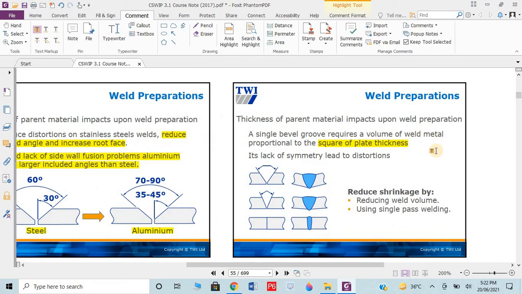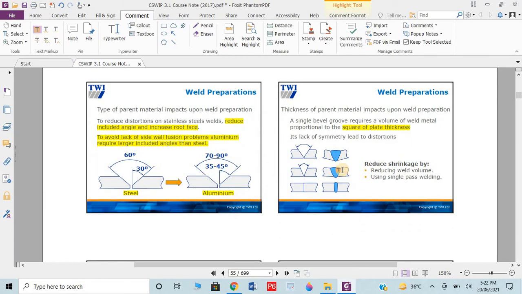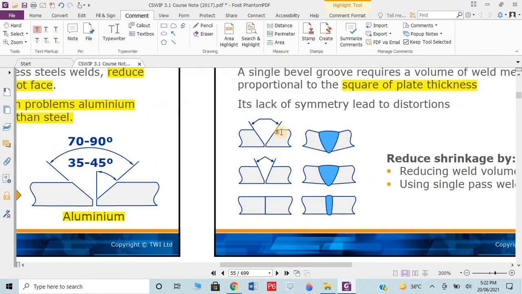If the plate thickness is less than 3 mm, or if the plate thickness is up to 20 mm, which angle? If the plate thickness is over 20, then U shape, and what will be the angle? I already explained to you. This is also the V angle.